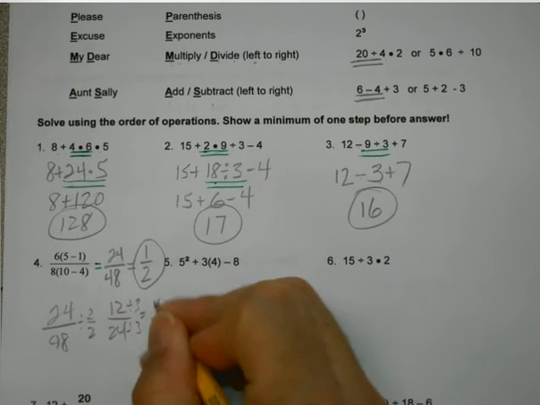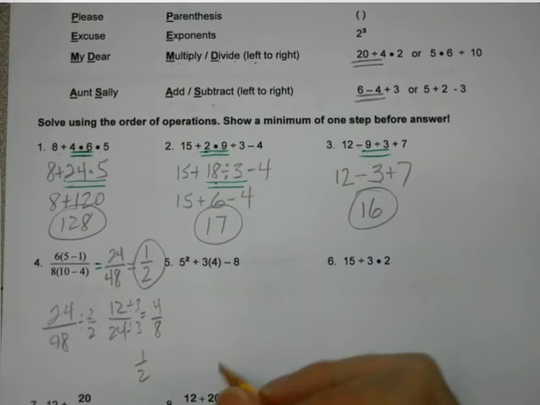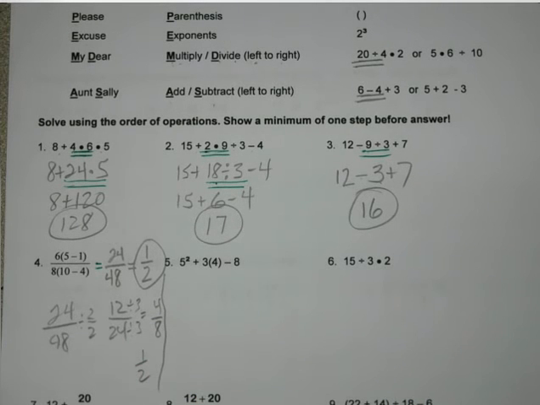4 over 8. Oh, and 4 goes into each of those. And you just work your way down. Yeah, it takes a little time, but you're getting the right answer. That's the key here.